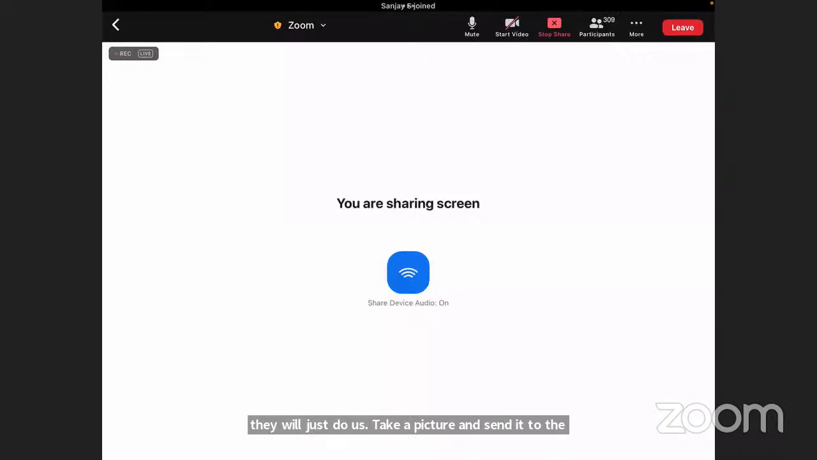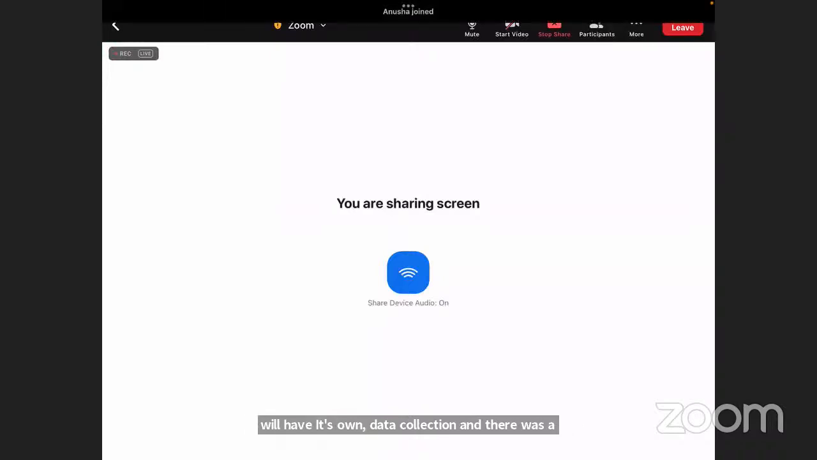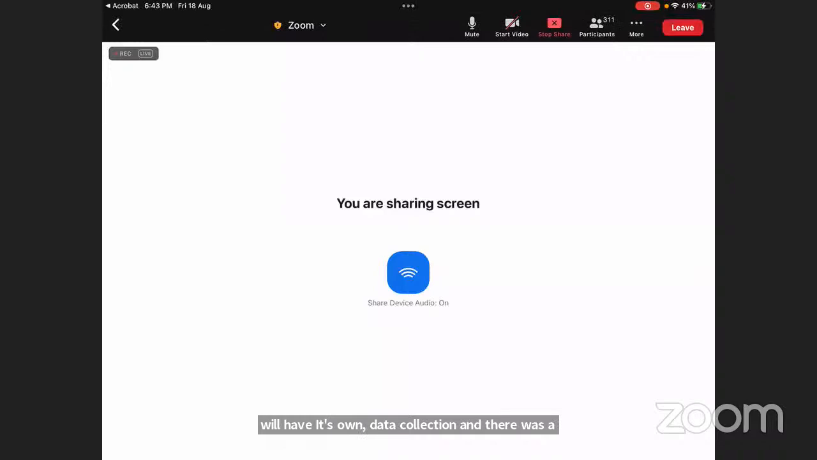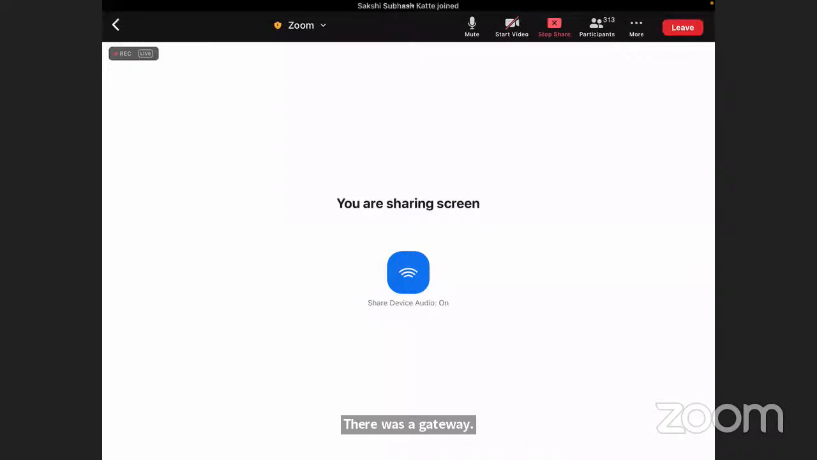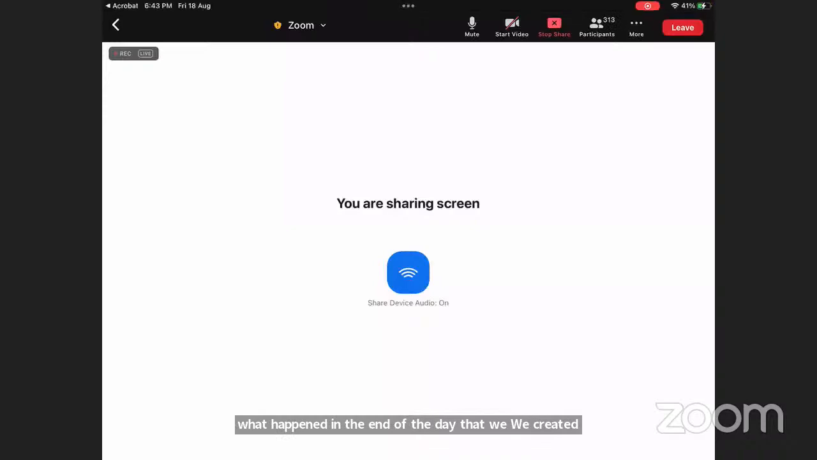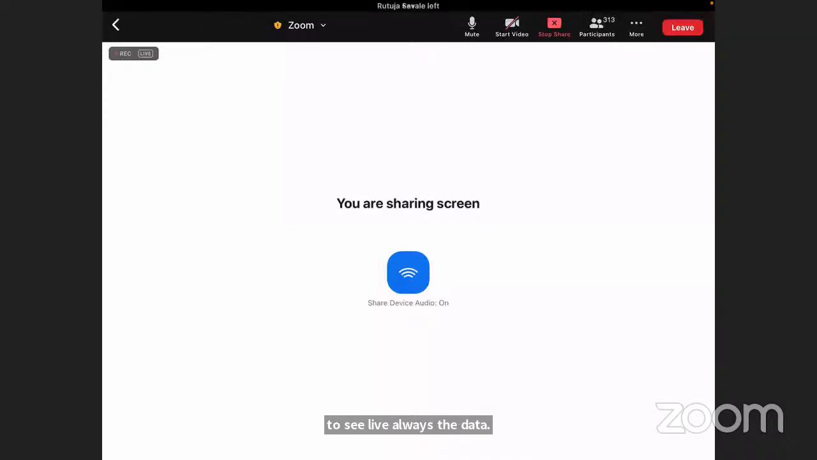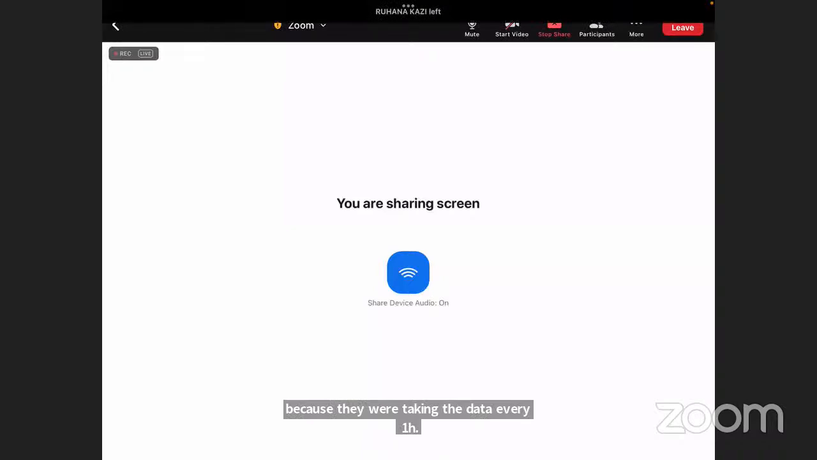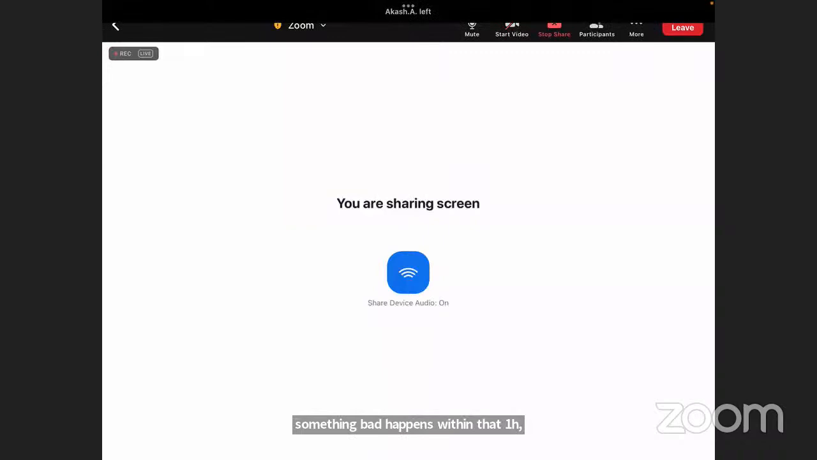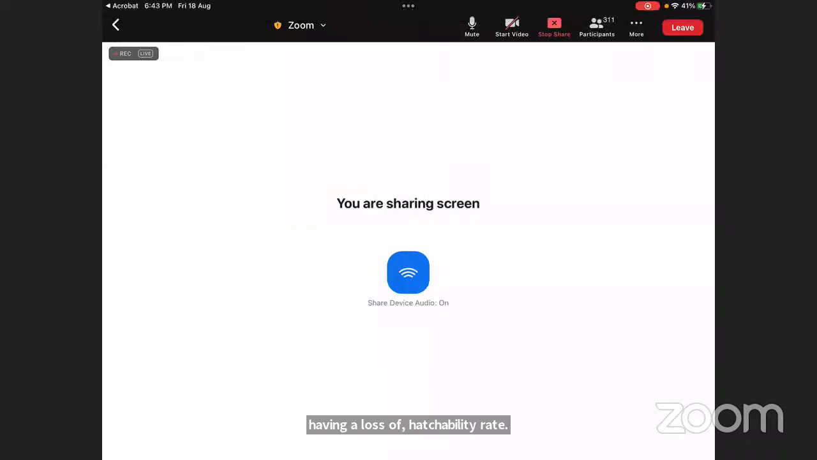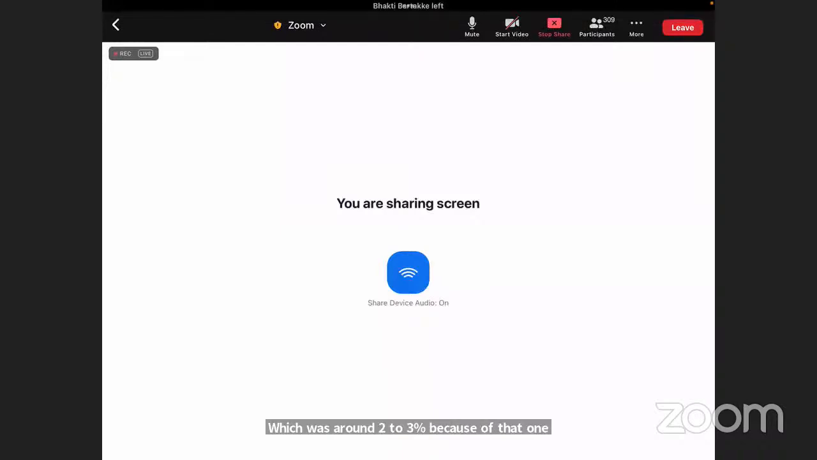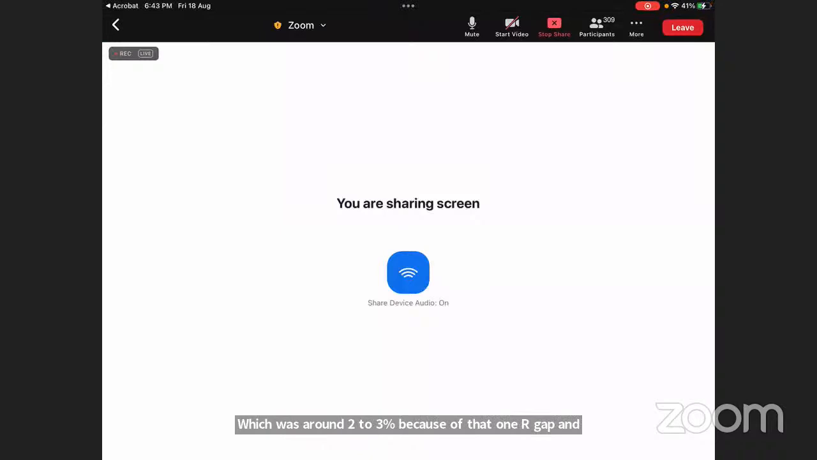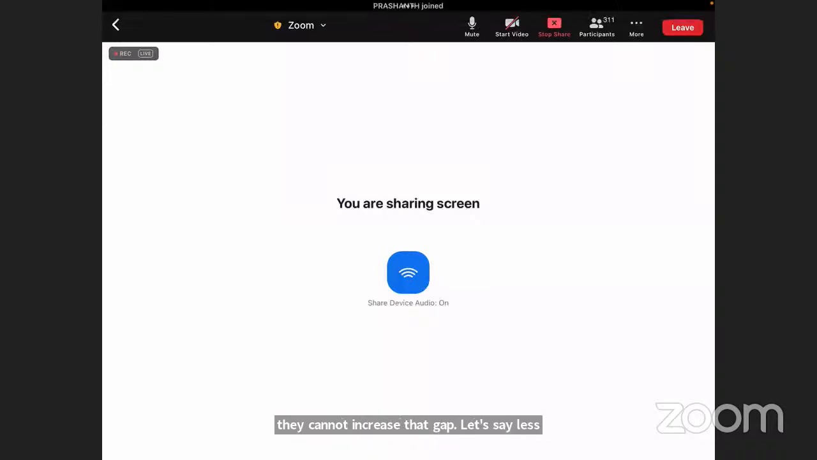Now what happened? We put our devices there, so each machine has its own data collection, and we created a network with a gateway. We will discuss all those architectural-level things in later classes. In the end, we created a dashboard in which their higher executives were able to always see the live data. So the efficiency increases. How? Because they were taking the data every hour. If something bad happened within that hour, they had a loss of hatchability rate of around 2 to 3% because of that gap, and they could not reduce that gap to, let's say, half an hour because of the labor shortage.